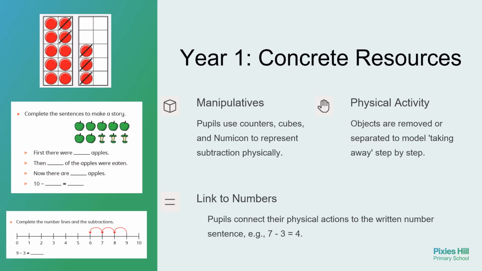They then connect their physical actions to the written number sentence. For example, 7 take away 3 is equal to 4. I've also popped in another couple of images here, one of which is an example of how we would make a subtraction activity into a bit of a story. For example, you've got a group of apples, a certain amount are eaten, how many do you have left? And also an example using a number line as well, which I'll explain in more detail in a little while.